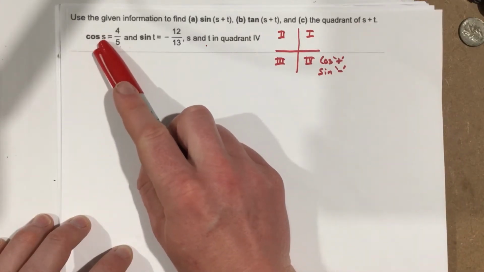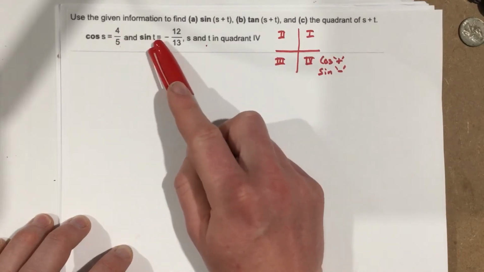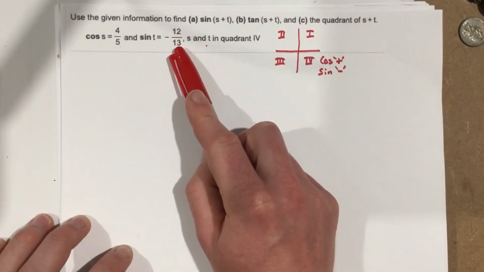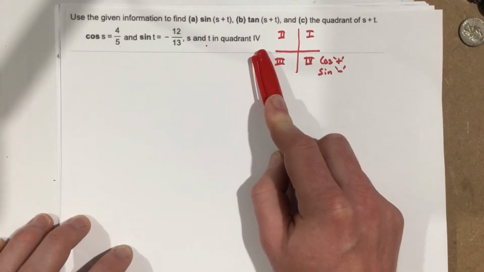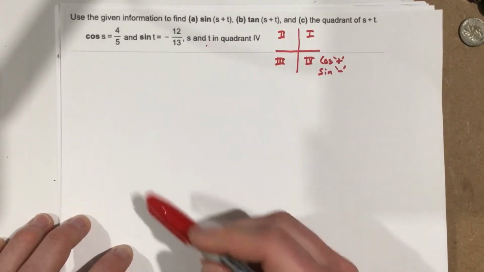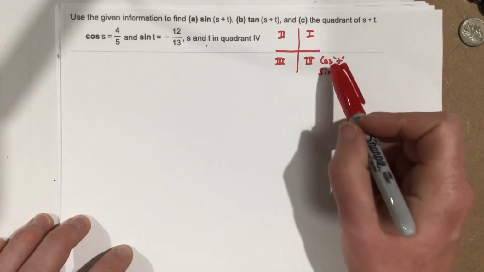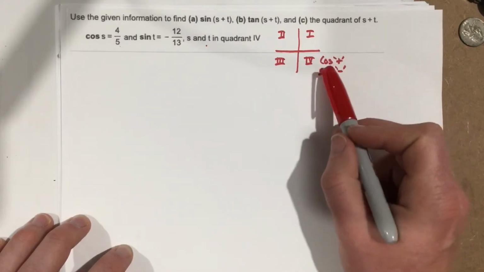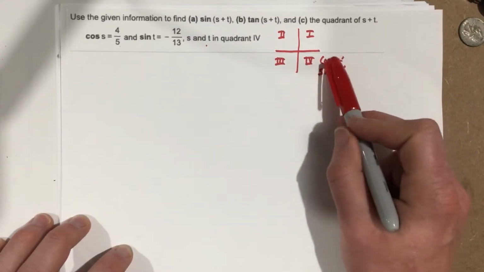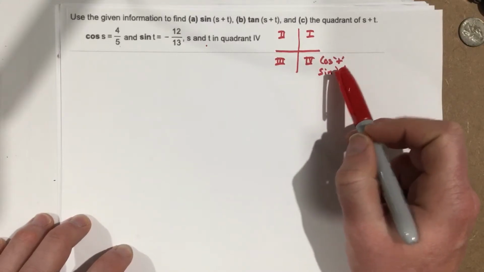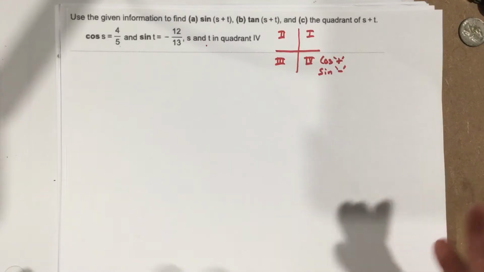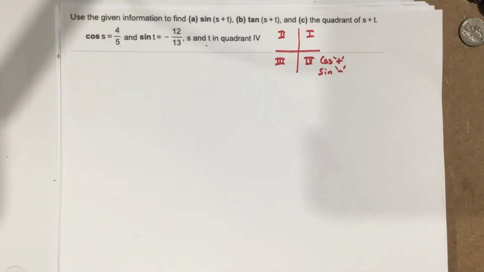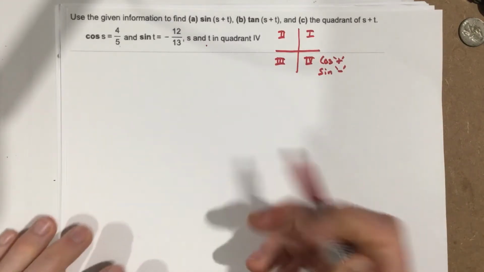They give us some information. They say that cosine s is 4 over 5, sine t is negative 12 over 13, and s and t are in quadrant 4. So what does it mean that s and t are in quadrant 4? It means that in quadrant 4, cosine is positive and sine is negative. So we kind of have two different problems that we're combining into one. Let's go ahead and draw these out.